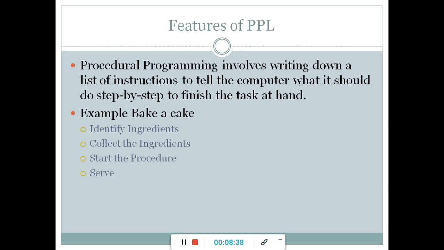First of all I'm going to identify the ingredients, then I'm going to collect them, then I'm going to start the procedure, and then in the end we are going to serve it. So our task was baking a cake, and for baking a cake we followed a certain set of instructions. So procedure programming involves writing down a list of instructions to tell the computer what it should do.